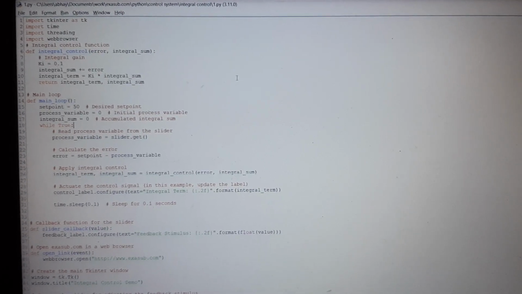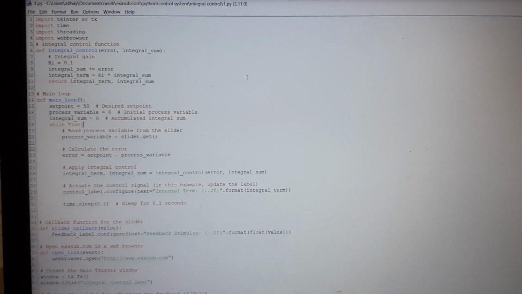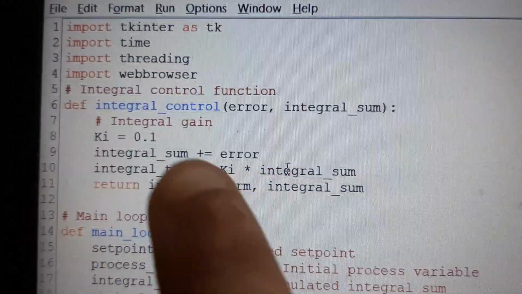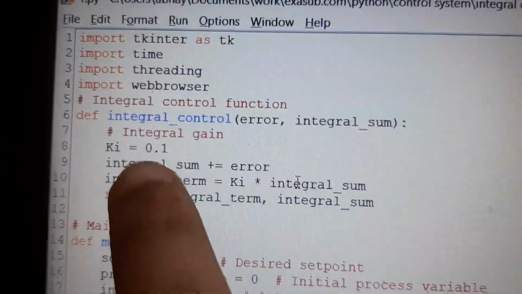This is the script for the integral control demo. Here in this function we implement the integral control. So this is only integral control.